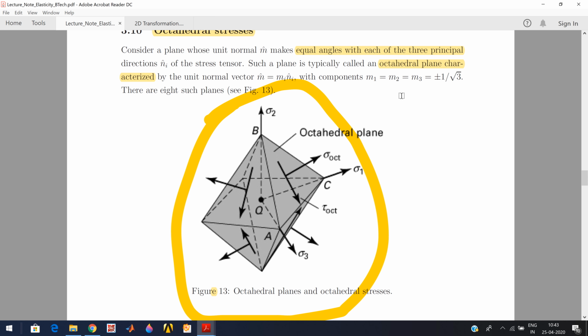We'll see what the mathematical expressions of those normal stress and shear stress are with respect to the principal values sigma 1, sigma 2, and sigma 3. Here you can see the equation of the octahedral plane: m1, m2, and m3 will be equal, and their values will be plus minus 1 by root 3, because m1 square plus m2 square plus m3 square is 1, so 3 m1 square equals 1, and m1 will be plus minus 1 by root 3, equal to m2 and m3.